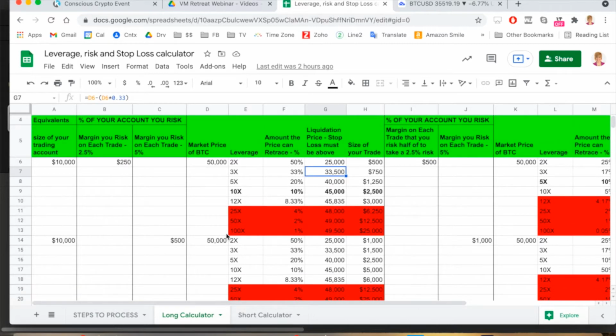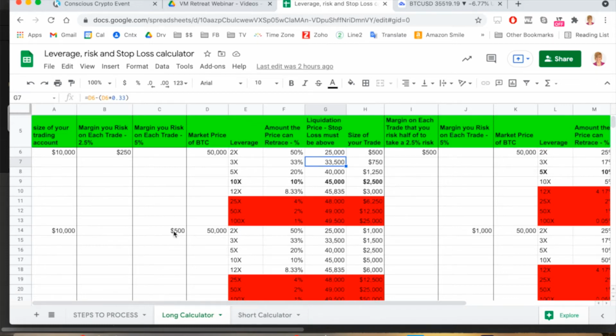So basically, here's the chart if you're using 2.5% risk on each trade, and this is the chart if you're using 5% risk on each trade. And by that, I mean you're risking 5% of the money in your trading account at one time.